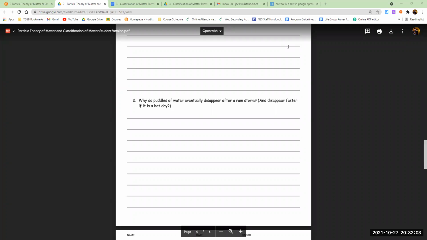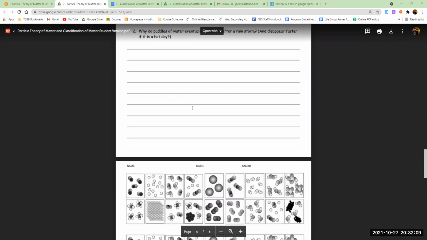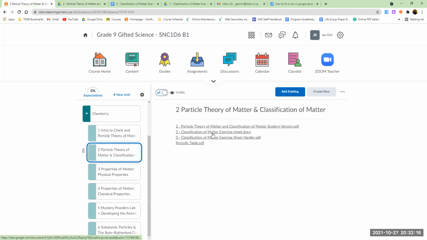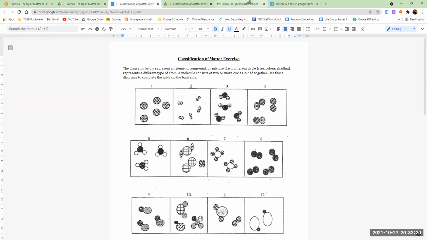Anyways, I think you get the point. See if you can explain these kinds of phenomena, quote unquote, using the particle theory of matter. Okay, that would be our first lesson. Once you can complete that, we had a classification exercise sheet.